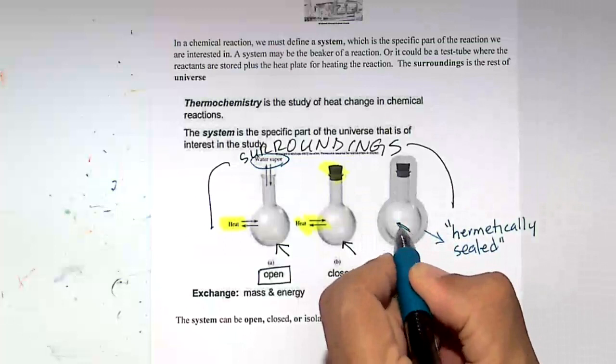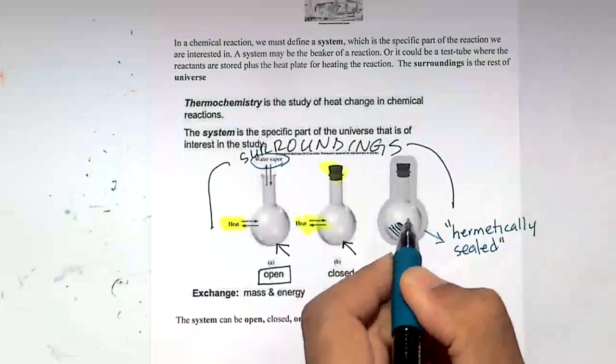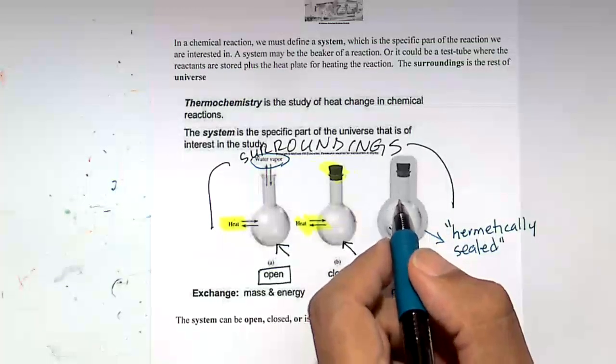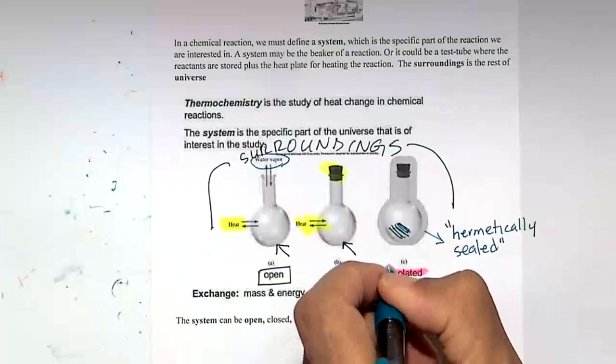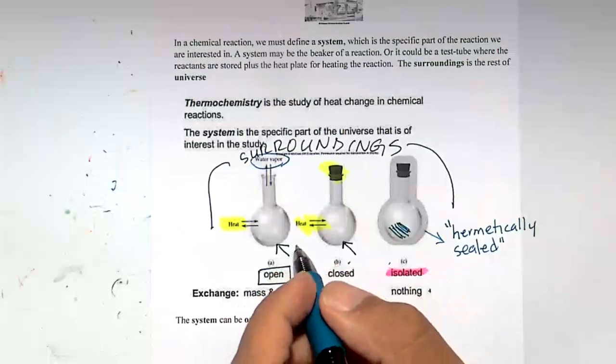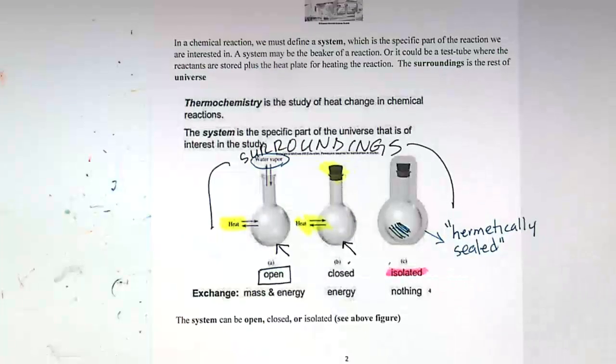Means the pressure inside here stays the same, the temperature inside here stays the same, and so on and so forth. All right? So you have an isolated system, a closed system, and then we have an open system.